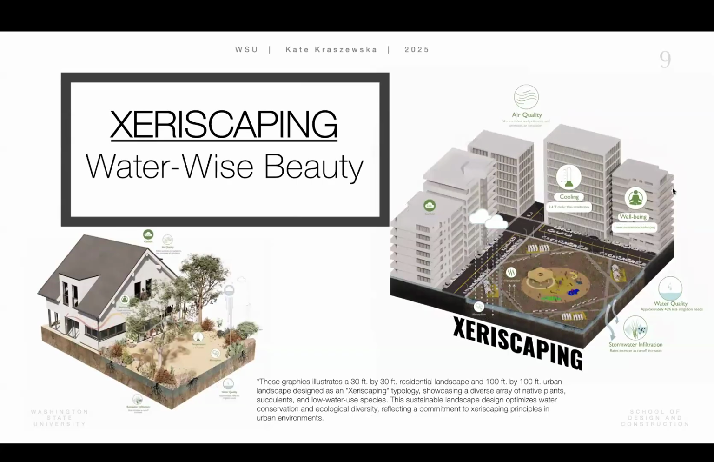Xeriscaping with native plants represents an increasingly important approach for water-stressed urban areas. Our analysis shows these landscapes excel in water conservation while providing excellent cooling effects and efficient water infiltration. Native plants support local ecosystems and require minimal inputs once established. For cities facing water scarcity or seeking to reduce maintenance cost, xeriscaping offers an elegant solution that maintains aesthetic appeal while delivering strong environmental performance. This typology is particularly relevant as climate changes and water conservation become increasingly critical.